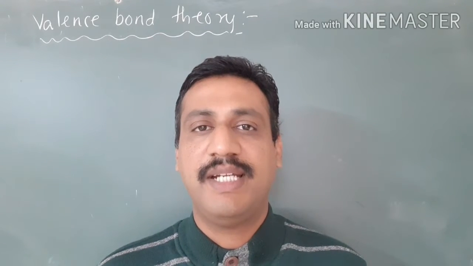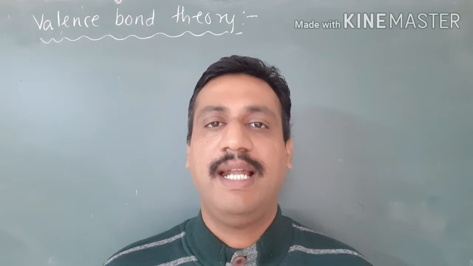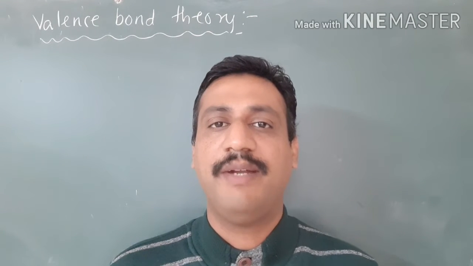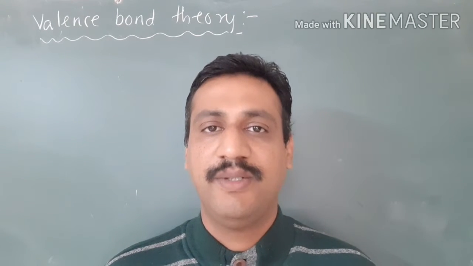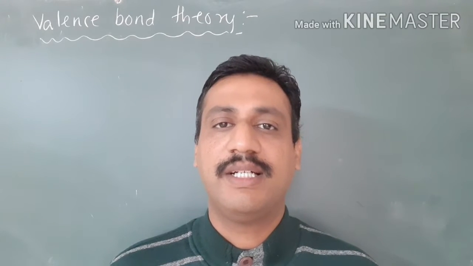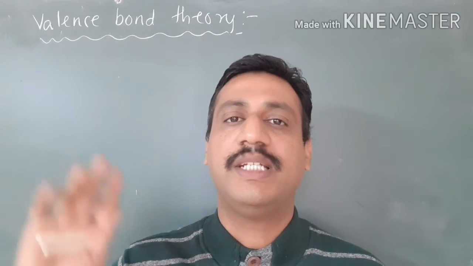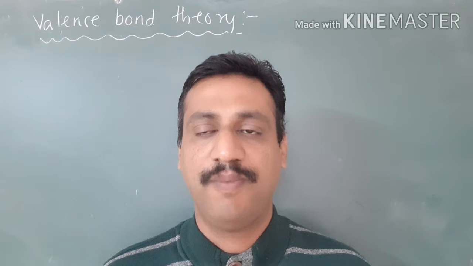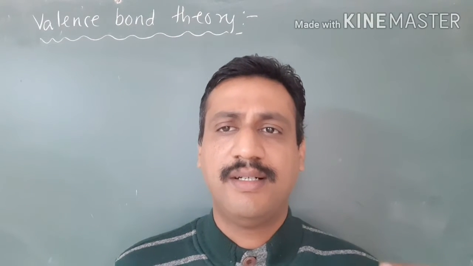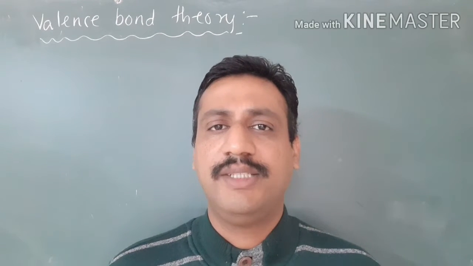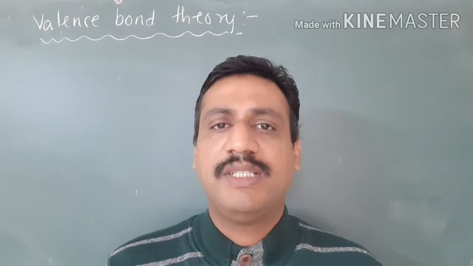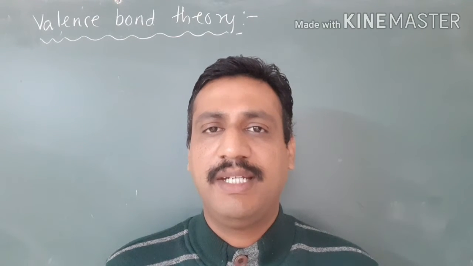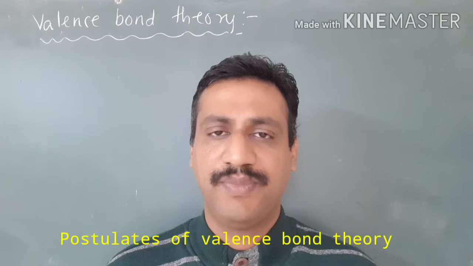This was stated by scientists Heitler and London, and later on modified by scientists Pauling and Slater. Many things are credited to scientist Linus Pauling. In the third decade of the last century, about 1930, Linus Pauling stated his theory.